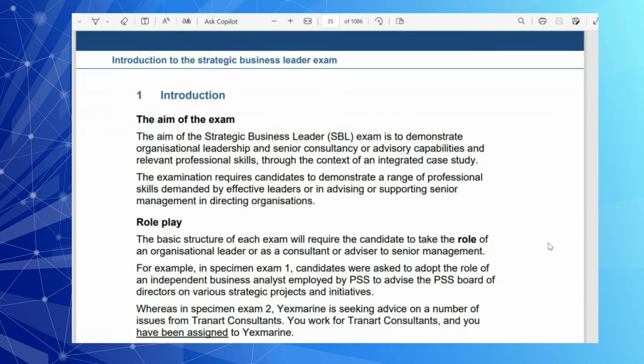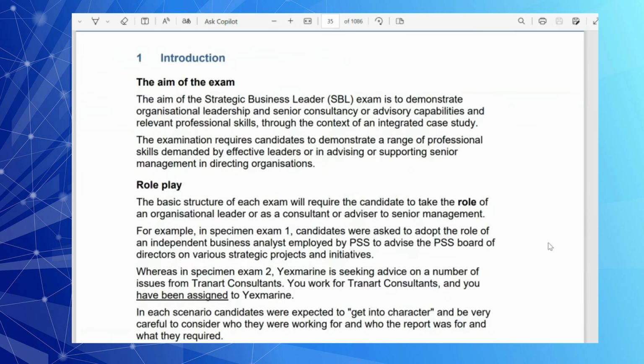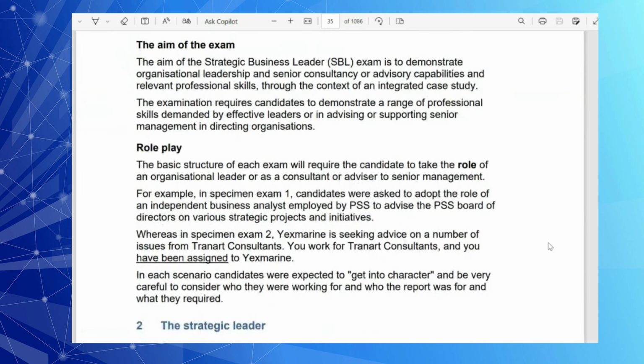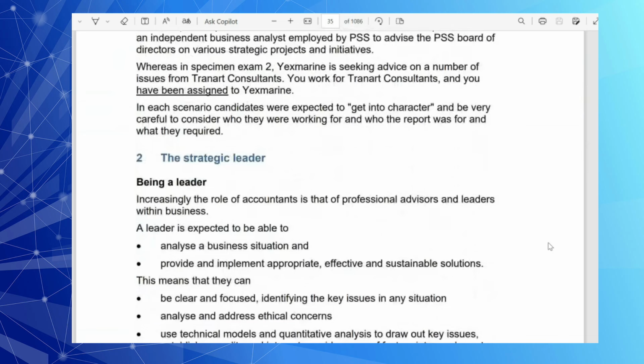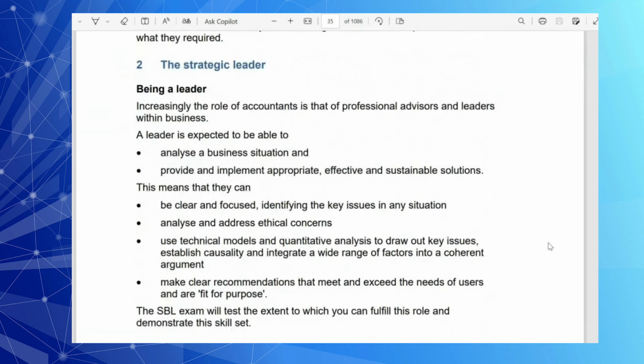The main aim of the exam is to test you, to demonstrate organizational leadership and senior consultancy or advisory capability, and the relevant professional skills, through the context of the integrated case study. If you are a head of finance or finance manager, they would like to see that you have the capability to produce your professional skill and make a presentation. It's a combination of all the papers you have studied, which you have to bring up on the stage.